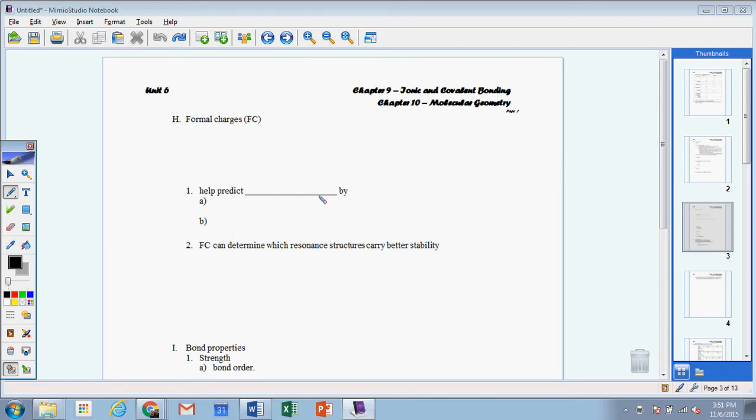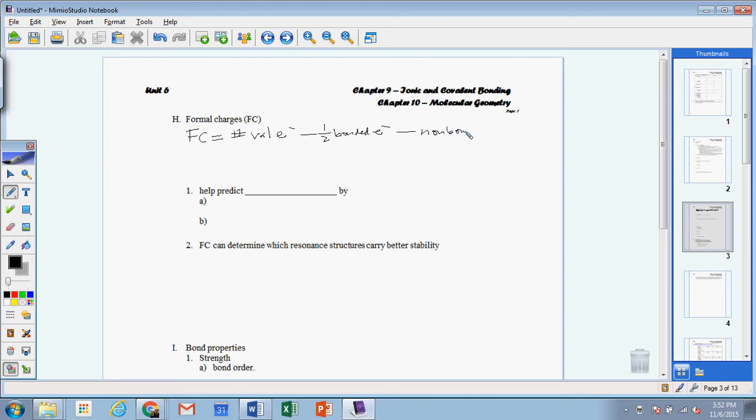Okay, let's start today's lecture with discussing formal charges. So the formal charge, the technical definition, is equal to the number of valence electrons minus half of the bonded electrons minus any of the non-bonded electrons on the atom.